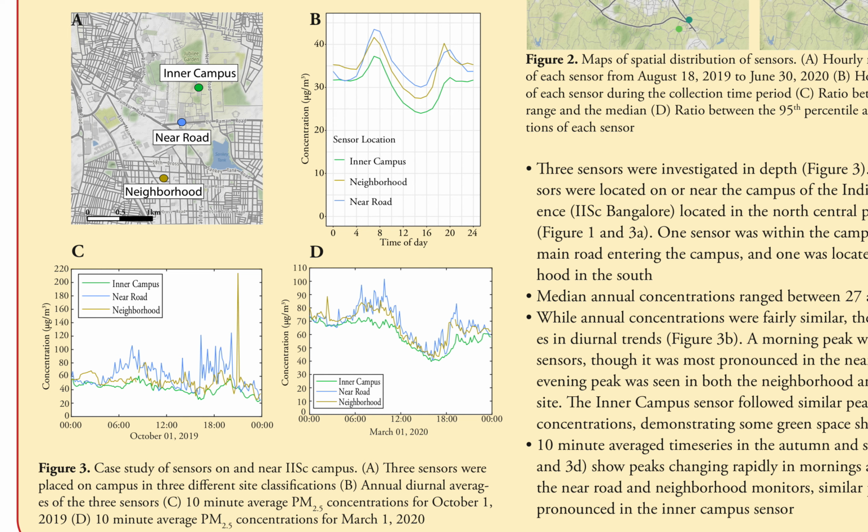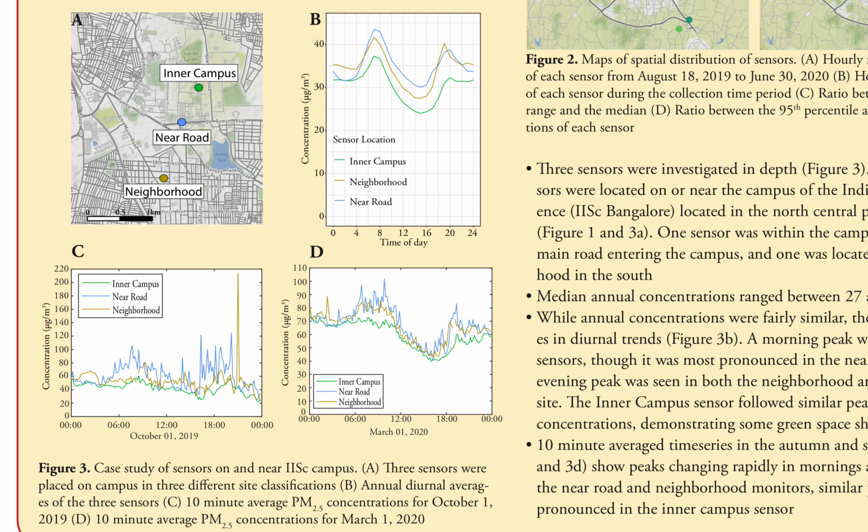As can be seen, the near road and neighborhood sensors had far more peaks than did the inter-campus sensor. The near road sensor especially contained a lot of small peaks, which is indicative of nearby sources. However, the large peak in the evening for October 1st for the neighborhood sensor shows that there may be a large local source nearby this sensor as well. Similar concentrations occurred both in October 1st and March 1st for these three sensors in Figure 3.